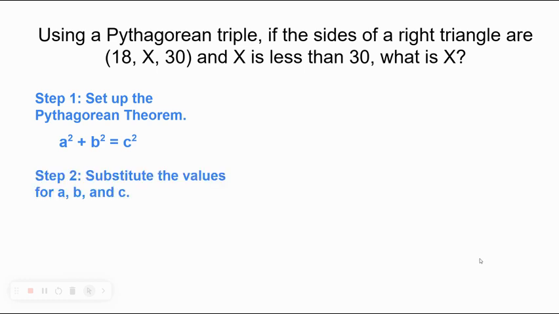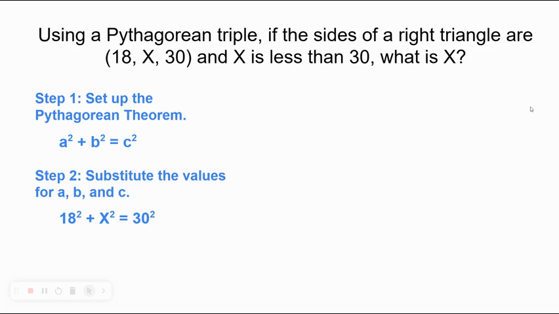Step two, we're going to substitute the values for a, b, and c. So we're getting those from our 18, x, and 30. Remember, 30 is the largest, so it has to go in for c. So I put the 18 in for a, and I put the x in for b.